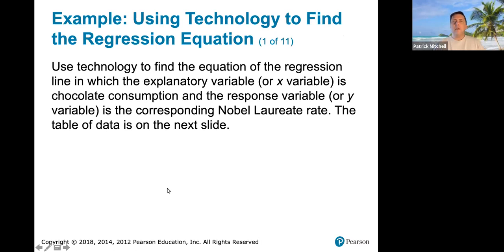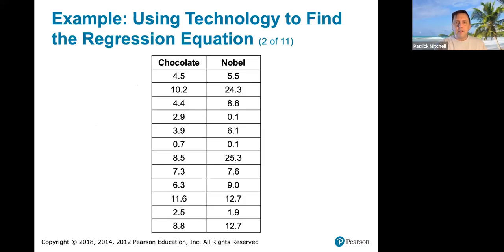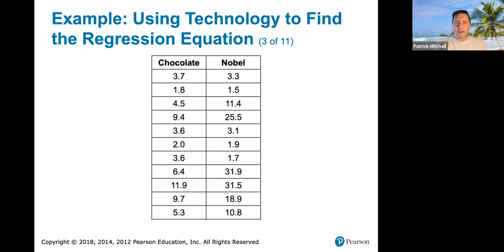All right, so in this example, they're first going to use technology to find the equation of the regression line in which the explanatory variable or x variable is chocolate consumption. This is the same example from the last section. And the response variable is the corresponding Nobel laureate rate. The table of data is actually on the next two slides. So here's part of it, and here's the rest of it.